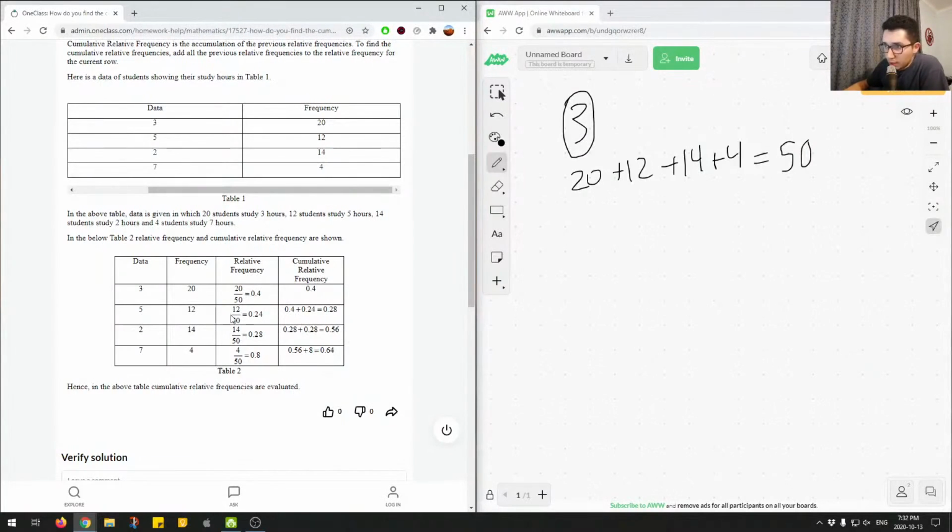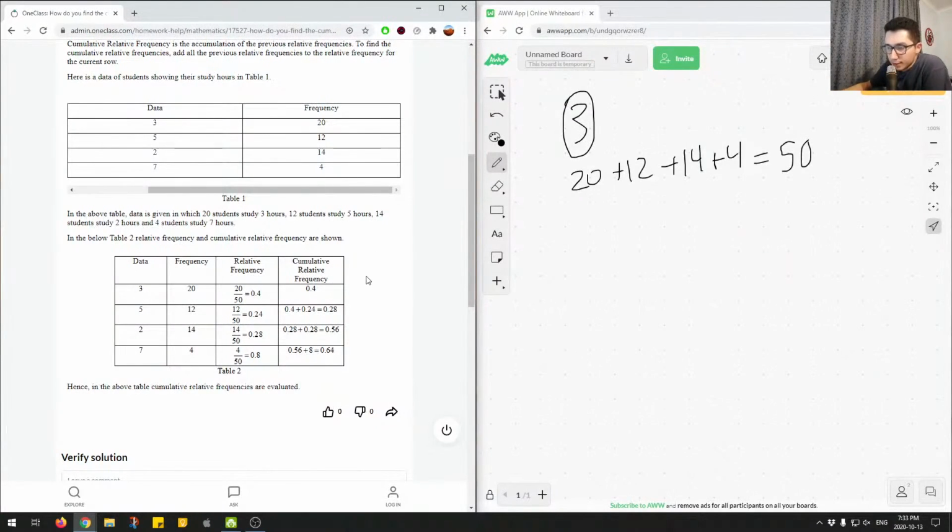Moving onward, we do the same thing for the second row, and the cumulative relative frequency here is a little different because we have to take the previous one and add it to the current one. So we add these two and we get the cumulative. For the next row, we take the solution from the second row and add it to the relative frequency of the third row. Lastly, it's a similar idea, adding all of these up, and you get 0.64. Or you can add 0.56 plus 0.08. This is the example that it shows you.